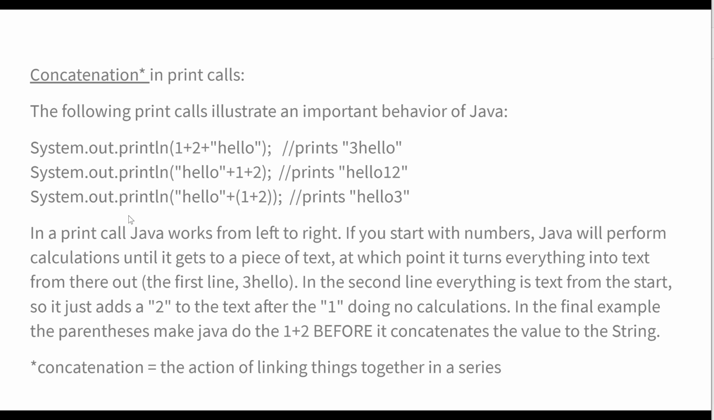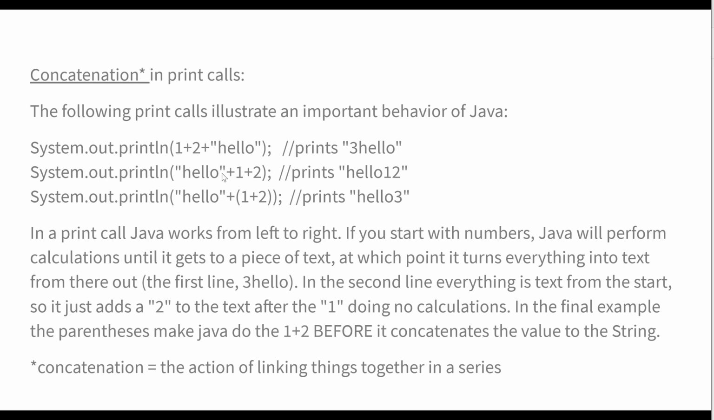And the reason why is Java's going to go from left to right, and it says, hey, I got 1 plus 2. I know how I can add those together. That's a 3. And then it's got 3 plus hello, and it's like, uh-oh. All right, I can't add 3 and hello. It's not going to be a number, so I'm going to switch everything to text. And so it stops trying to do any addition or calculations, and it prints 3 hello.